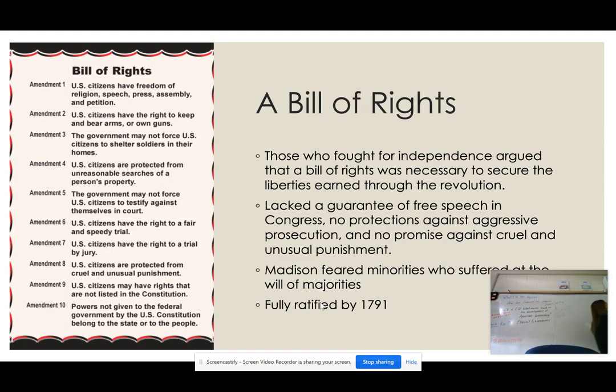Next, we have a Bill of Rights. Don't write this down. The Bill of Rights is so accessible to you in so many ways. Do not write this down. But check this out.